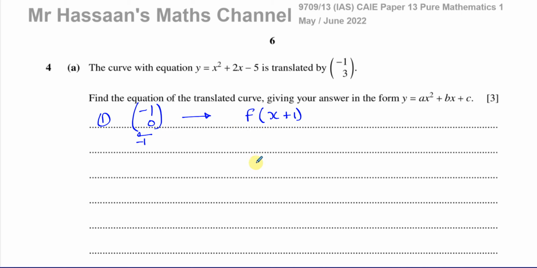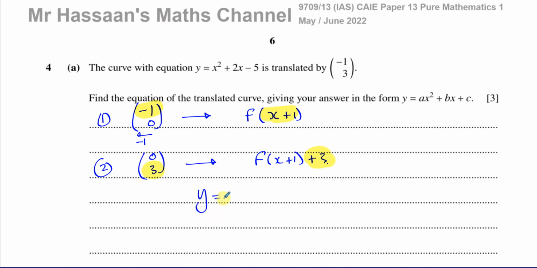It's like the opposite. The second thing that's happened is it's going to go up by 3, a vertical translation of 3 units. So that will cause it to become f(x plus 1) plus 3. That's what these two combined give us. This part contributes to this happening, and this part contributes to that happening.